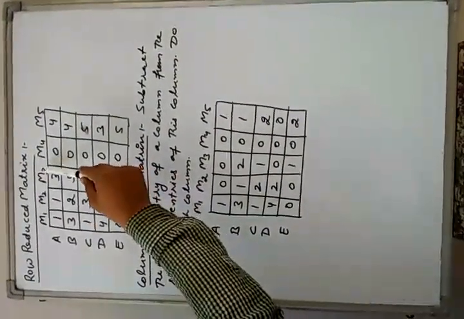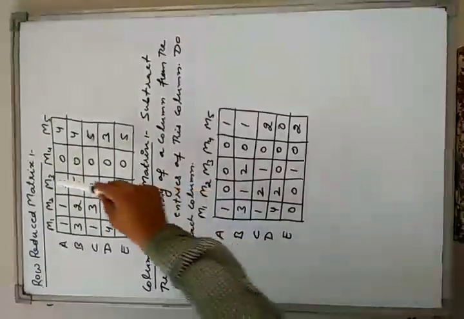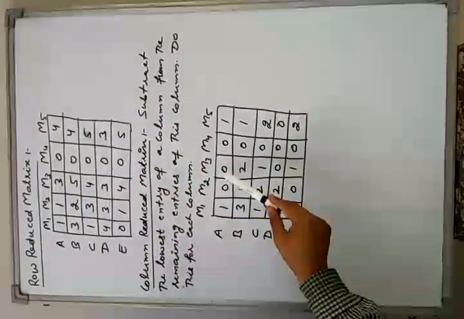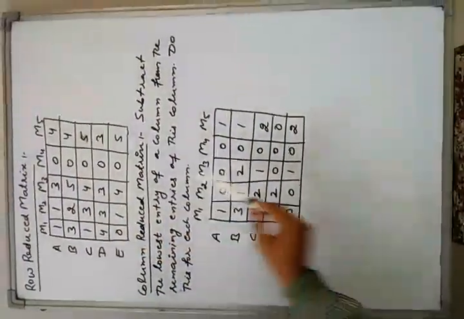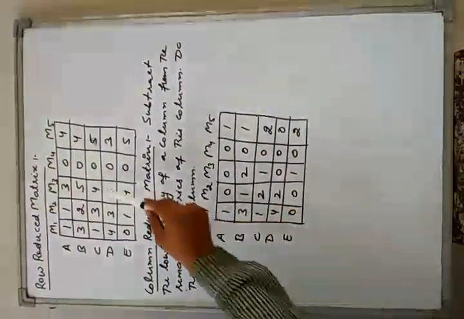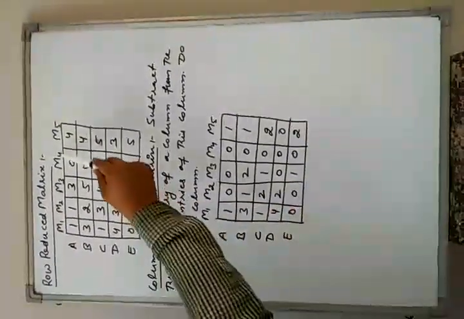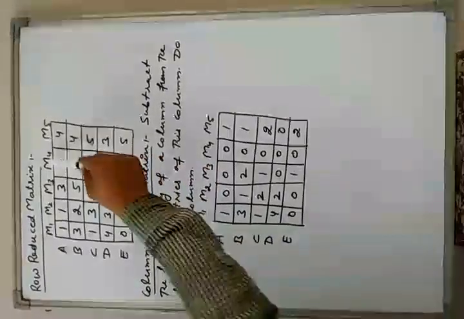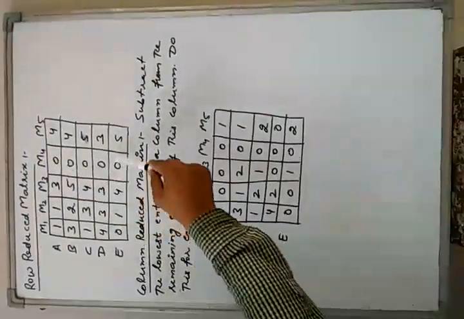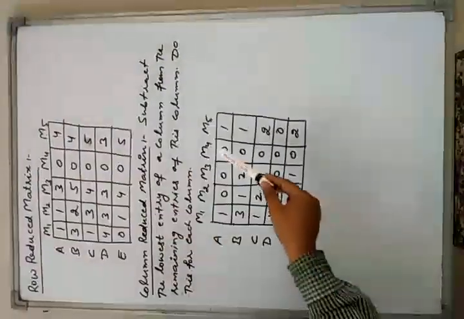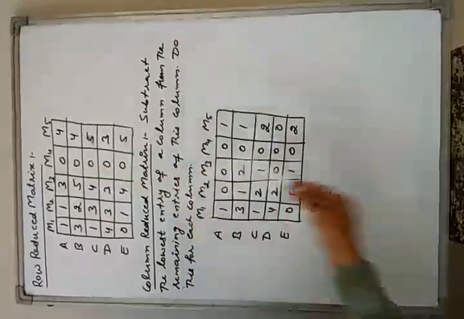Subtract this lowest entry from the remaining entries of the third column. That is 3 minus 3, 0, 5 minus 3, 2, 4 minus 3, 1, 3 minus 3, 0, 4 minus 3, 1. The lowest entry of the fourth column is 0. Subtract this entry from the remaining entries of this column. This becomes 0, 0, 0, 0, 0, as the lowest entry is 0.